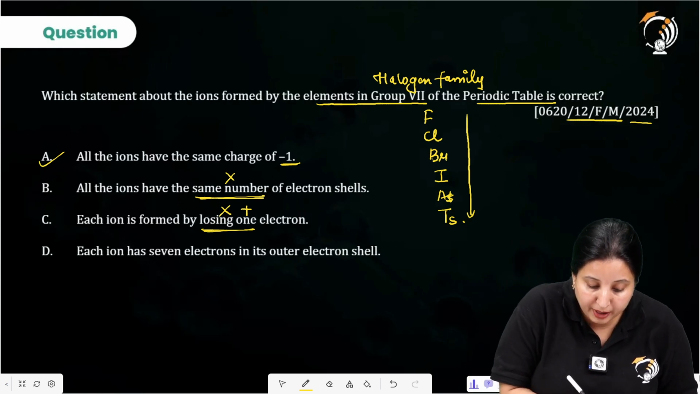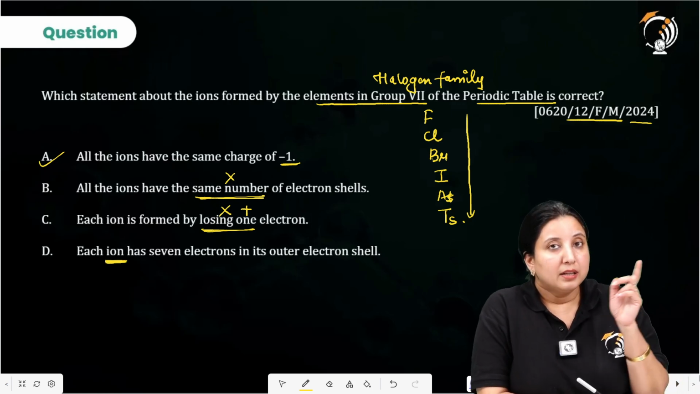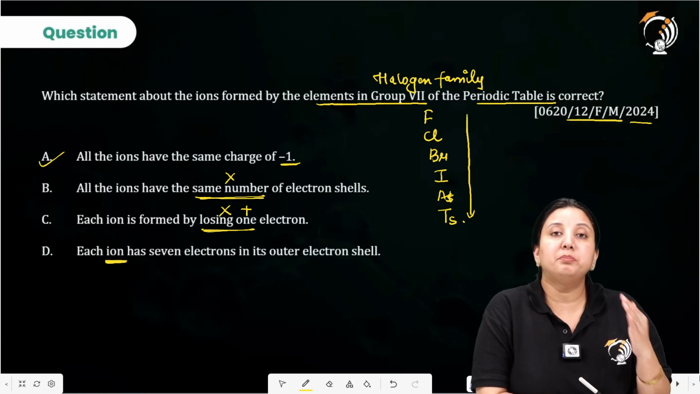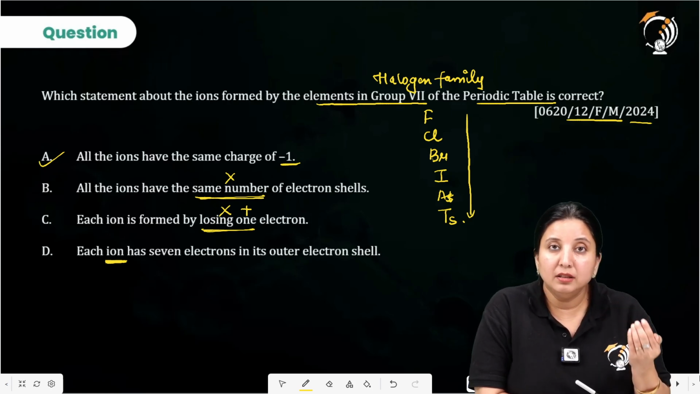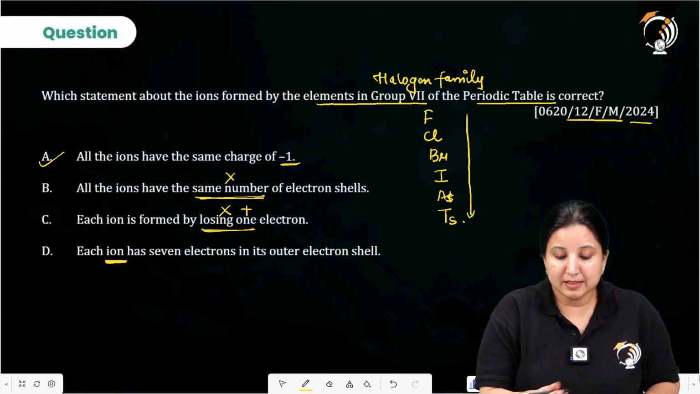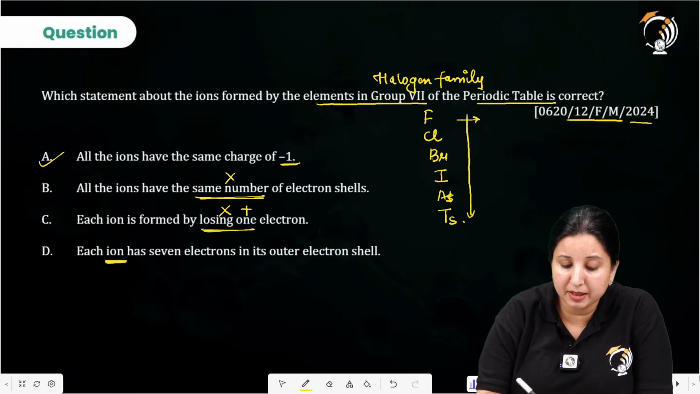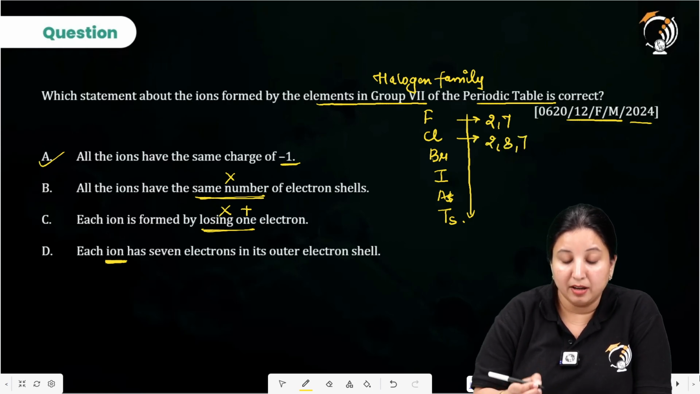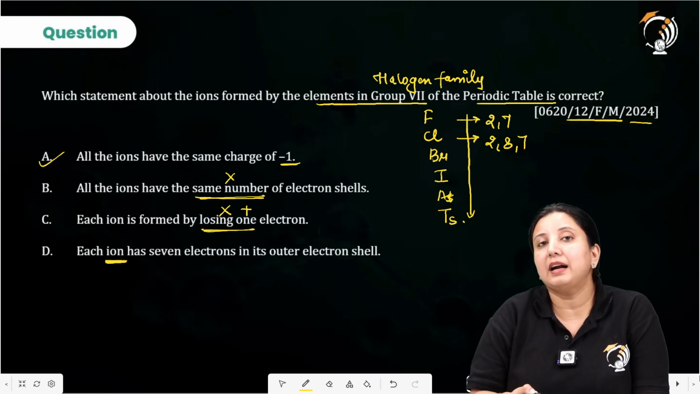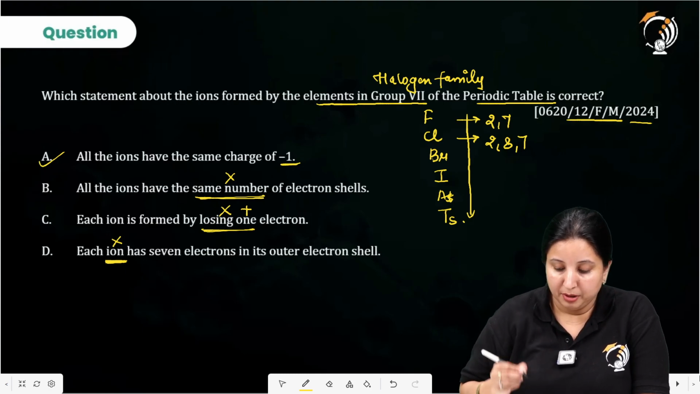Another one, each ion has 7 electrons in its outer electron shell. Now look, we are using the word ion. Ion means it is having a charge. Yes, they have the 7 electrons, but when they are present in their atomic state, meaning when they are a neutral atom. For example, if I talk about fluorine, its atomic number is 9, so I have 2, 7. Chlorine is 2, 8, 7. So these are the atoms. That's why this particular statement is wrong.